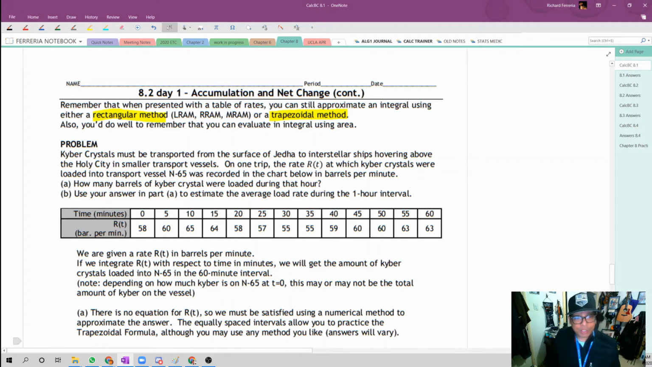Kyber crystals must be transported from the surface of Jedha to the interstellar ships hovering above the holy city in smaller transport vessels. On one trip, the rate R(t) at which Kyber crystals were loaded onto transport vessel N65 was recorded in the chart below in barrels per minute. How many barrels of Kyber crystals were loaded in that hour? R is given as a rate of barrels per minute. Integrating R will give me a response in units of barrels, which matches what the question is asking. So it's good confirmation for me that I should be integrating R.